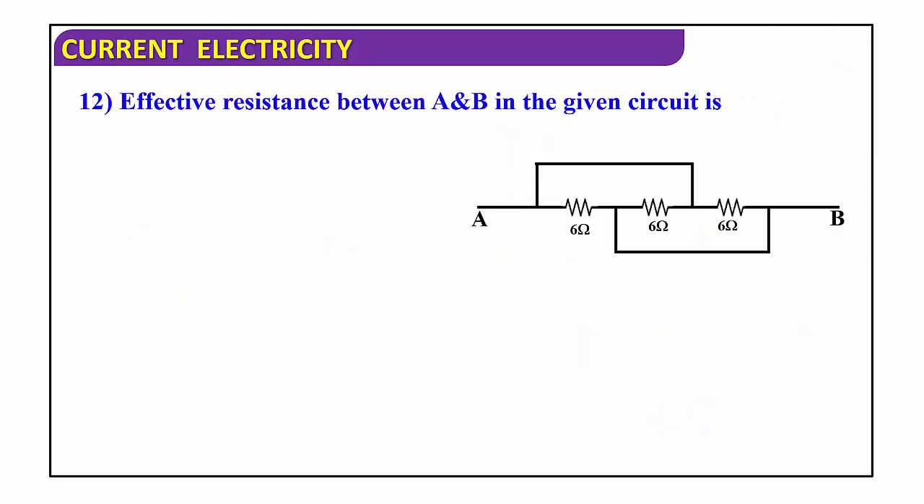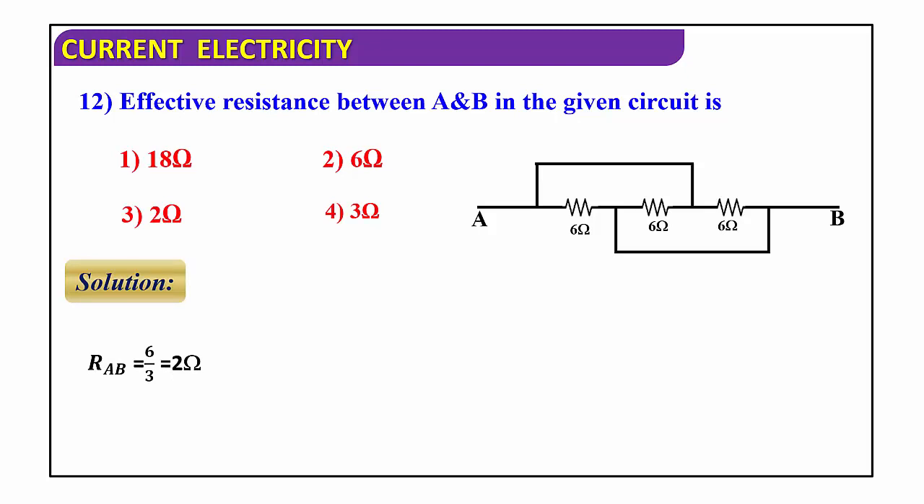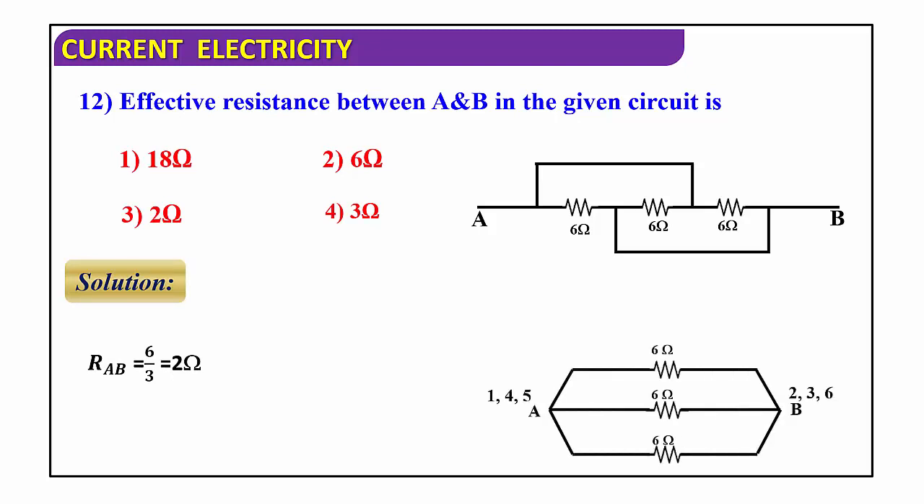Yes, come to the 12th question. Effective resistance between A and B in the given circuit is. Effective resistance between A and B. Right? Yes. Observe here the given options. Come to the solution. This is again redrawn here to make it easy.